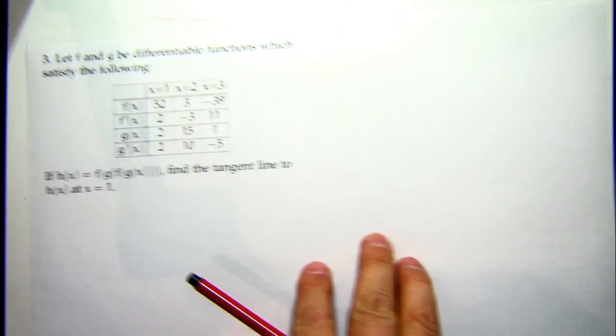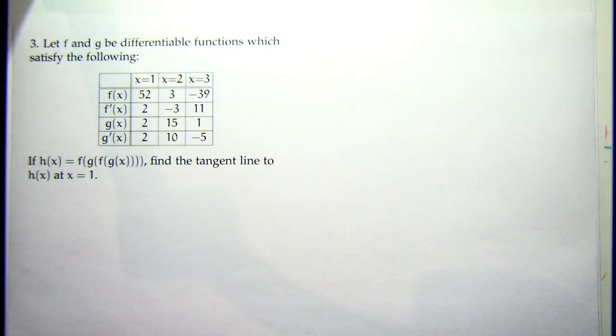Good times. All right. Number 3. Suppose f and g are differentiable functions which satisfy the following. So I have this really big table here. So we can give you functions as functions, we can give you functions as tables, and we can give you functions as graphs. Be ready to see all 3, because who knows what you'll see. I do, but you'll know soon.